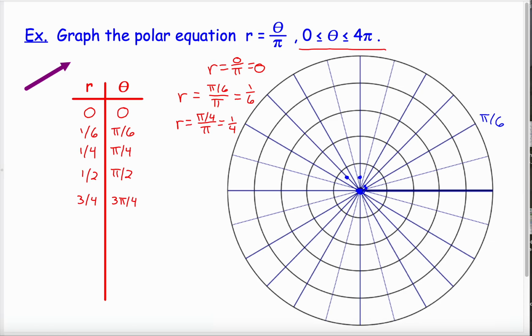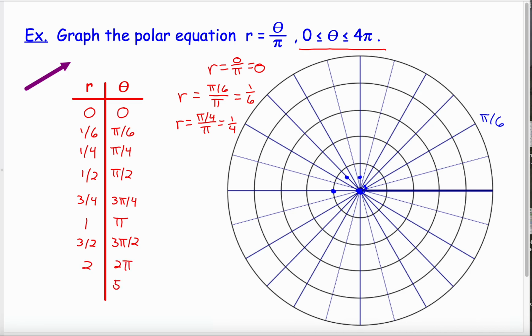Okay. How about we go to pi? Well, pi divided by pi is 1. Finally, I get an integer answer. I can graph that one. Okay, let's start jumping a little further. How about I go 3 pi over 2, divide that by pi, and I get 3 halves. How about 2 pi? Divided by pi gives me 2.